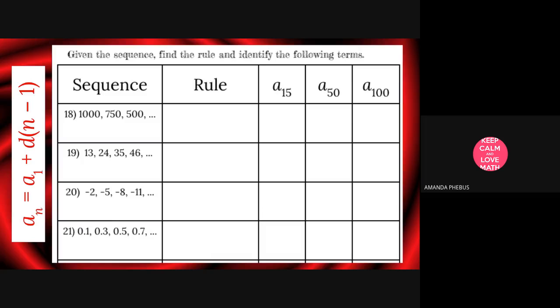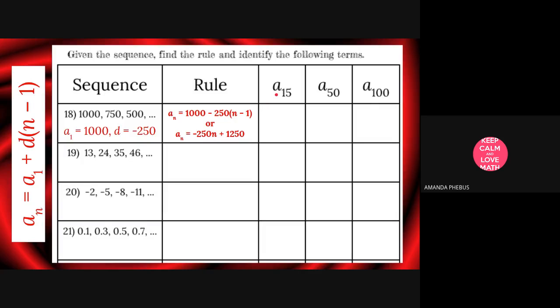All right, number 18, what we're going to do first is identify the A sub 1 and the common difference. So our A sub 1 is going to be 1,000, and our common difference, we're subtracting 250 each time. So I'm going to plug them in for A sub 1 and for the common difference to create the rule. So A sub n equals 1,000 minus 250, parentheses n minus 1. And then if I distribute that -250, I would end up with -250n plus 1250.